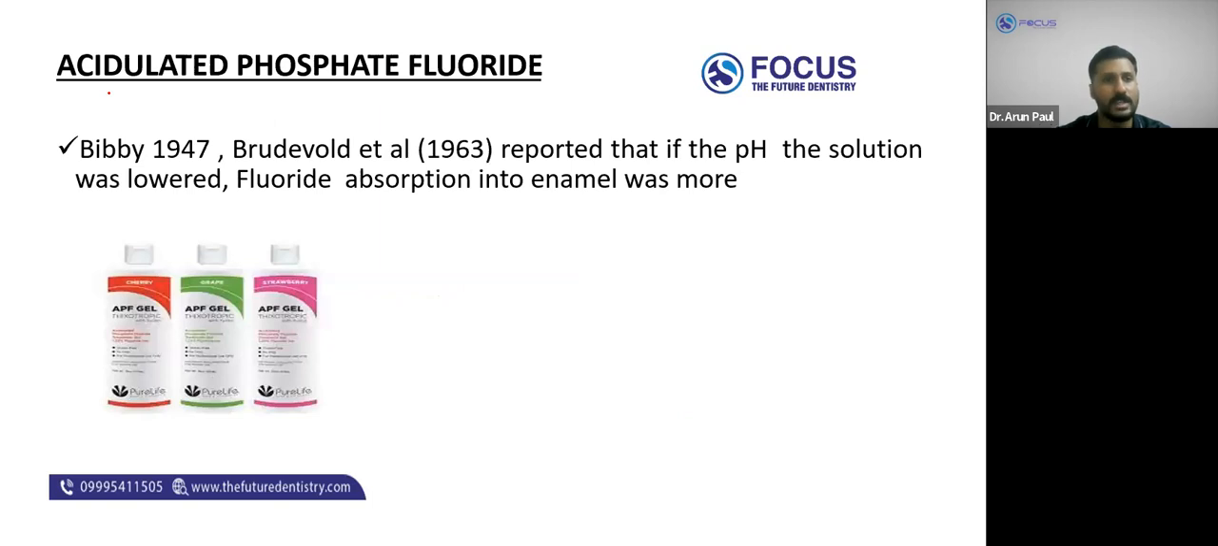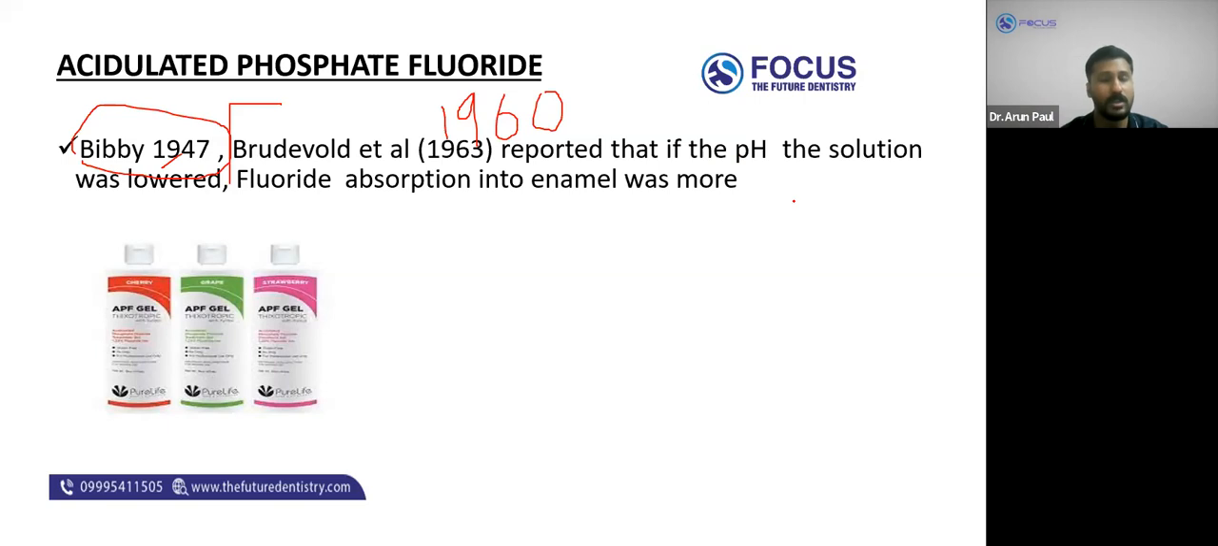Next, we'll talk about acidulated phosphate fluoride, or APF. The first research was done by Brudevold in 1947. Later, Brudevold and his co-workers in 1963. There are two dates given; some textbooks say 1960. So in 1960-63 they reported that if the pH external to the oral cavity, that is, at your tooth surface, is reduced, or under an acidic environment, the absorption of fluoride is much higher. So that was the inference they found.